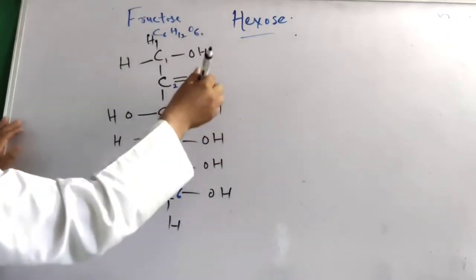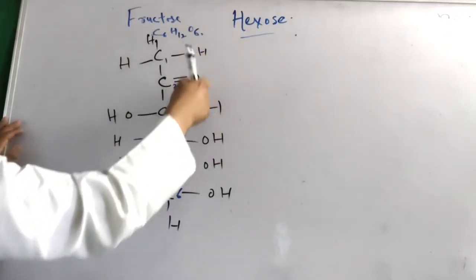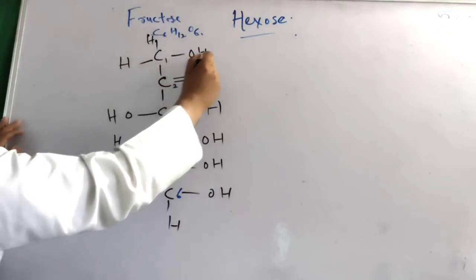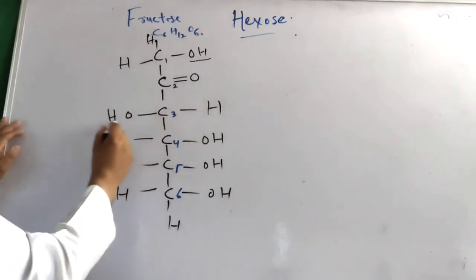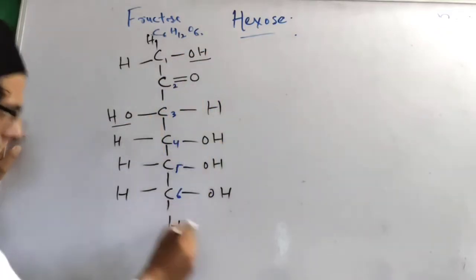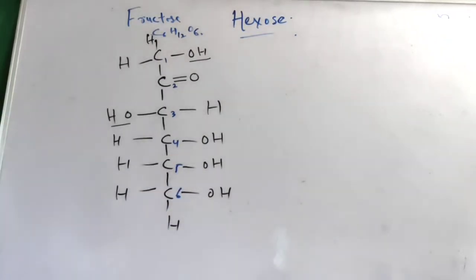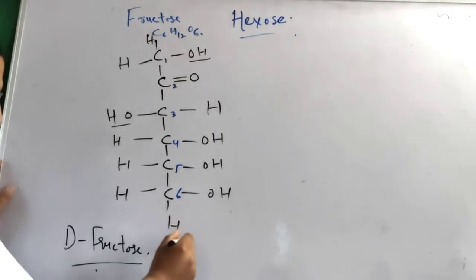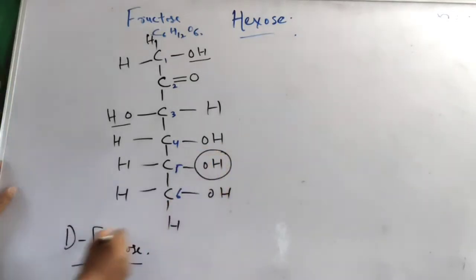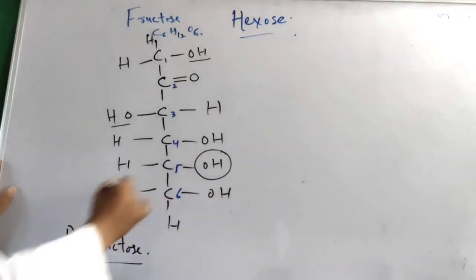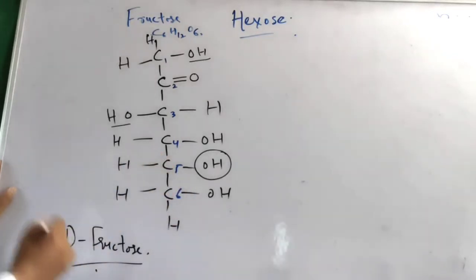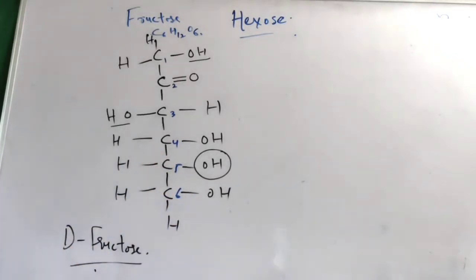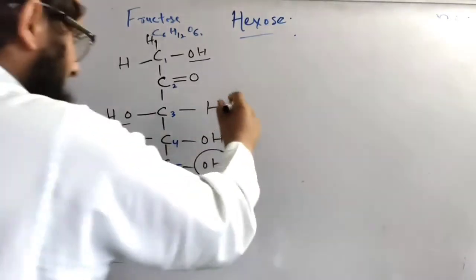So at carbon number 1 we have OH, at carbon 3 OH is on the left side, and at all the remaining carbon atoms OH is on the right side. This is our D-fructose, dextrofructose, because the OH on the lowest chiral carbon, the 5th carbon, is on the right side.